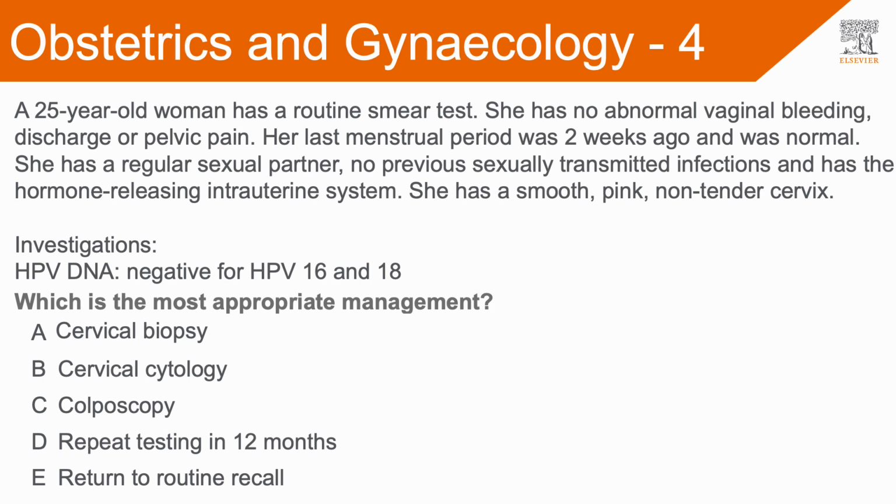She has a smooth, pink, non-tender cervix. Investigations reveal HPV DNA negative for HPV 16 and 18. Which is the most appropriate management? Is it A, cervical biopsy, B, cervical cytology, C, colposcopy, D, repeat testing in 12 months, or E, return to routine recall? So I'll just give you about 30 seconds to think about the correct answer.